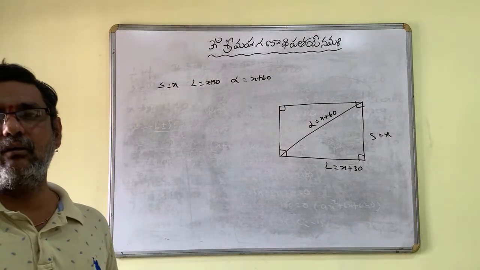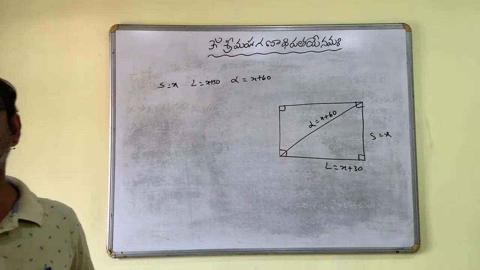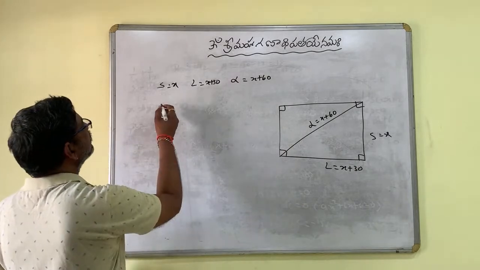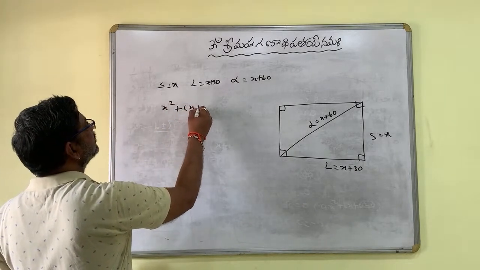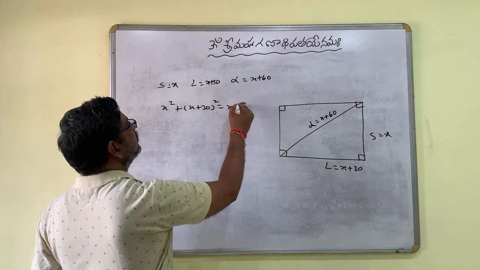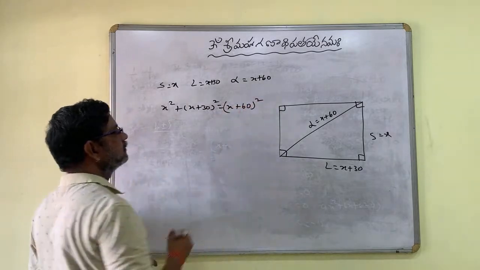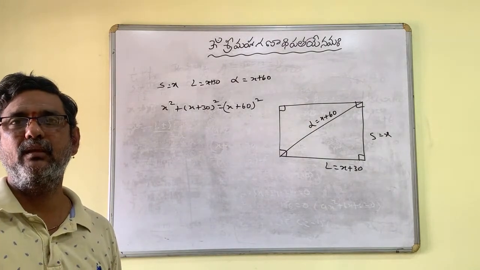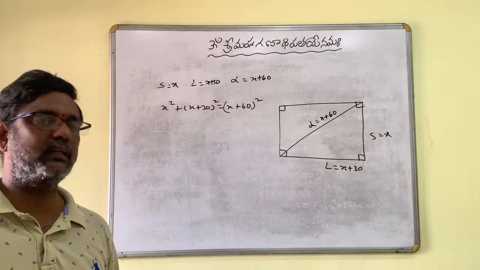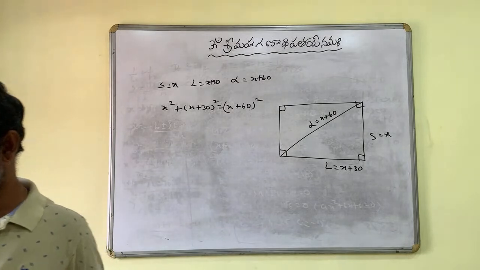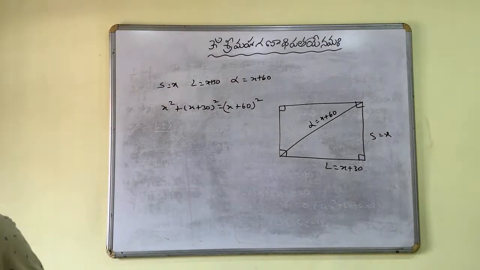According to Sanvi, what do we have to do? We need to apply the Pythagoras theorem. Do it. x square plus (x plus 30) whole square is equal to (x plus 60) whole square. Square of the hypotenuse is equal to the sum of the squares of the other two sides. Children, simplify it and tell me the quadratic equation.